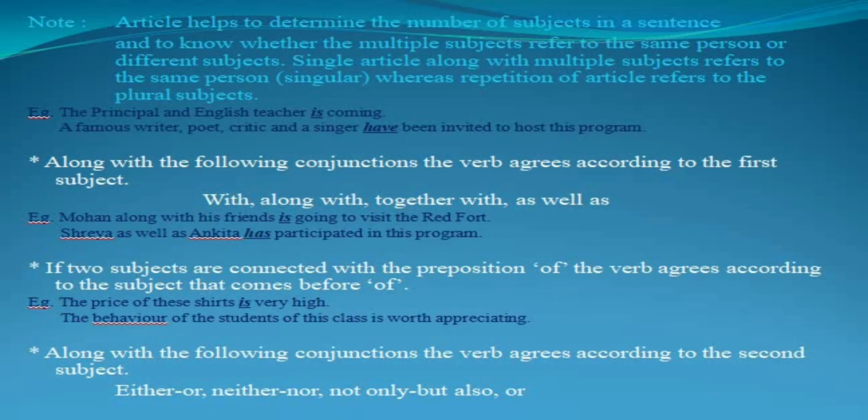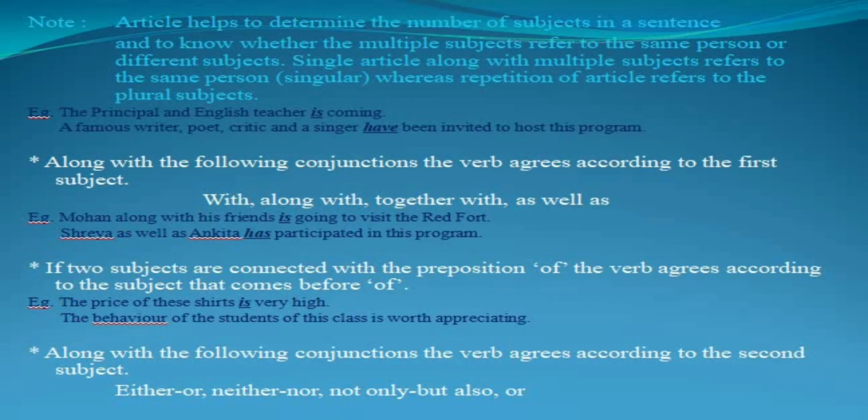Another example, Shreya as well as Ankita has participated in this program. The similar condition is there, we will use the verb according to Shreya over here. Next point, if two subjects are connected with the preposition of, the verb agrees according to the subject that comes before of. For example, the price of these shirts is very high. There are two subjects, price and these shirts.